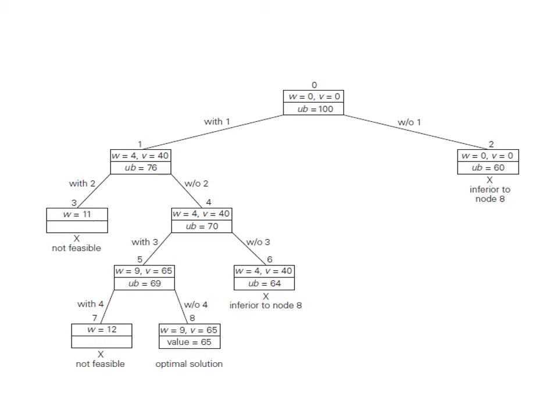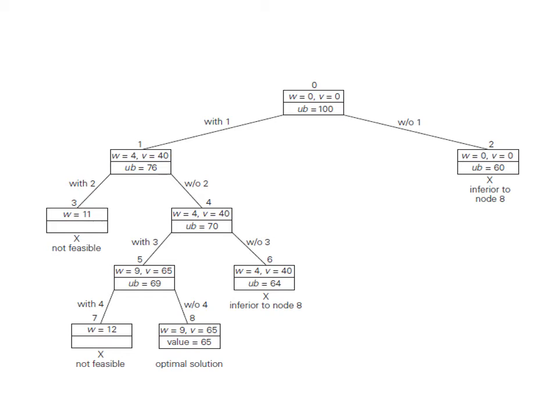Next we are considering the exclusion of item 1. So here we are not considering item 1. So our small w and small v values follow its root node, and with these values we have to calculate the upper bound, which is 60. So in this level the first node, with item 1 considered, will have the best upper bound value. So we have to follow this further.